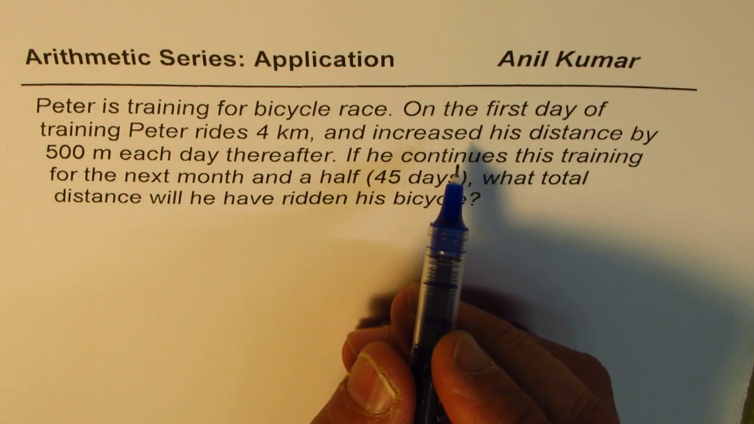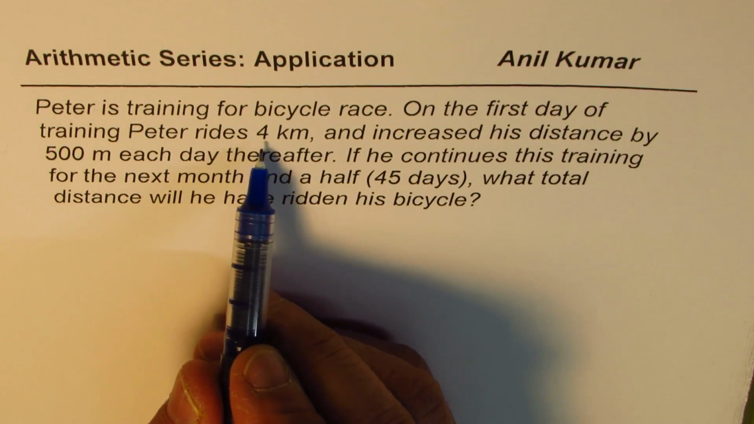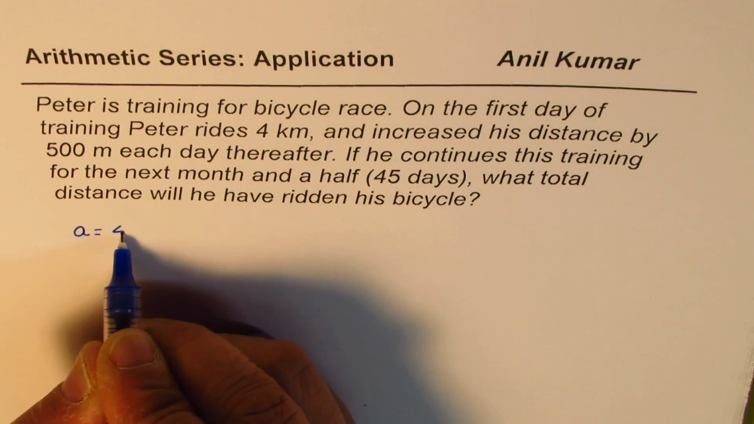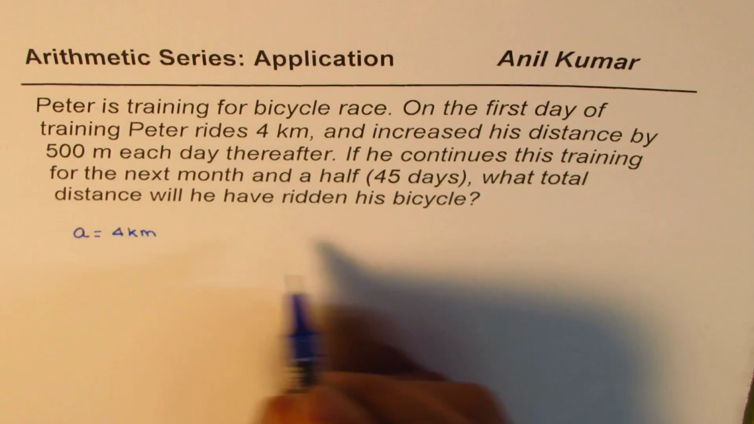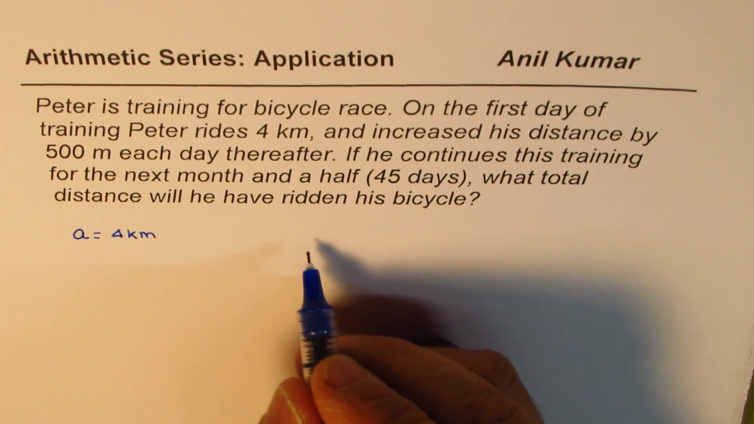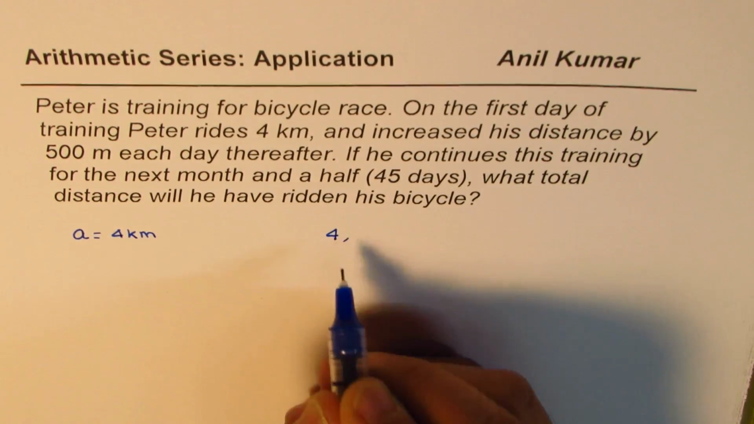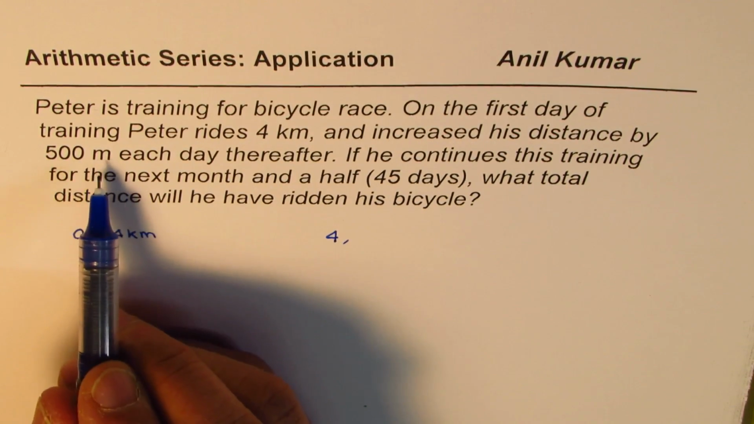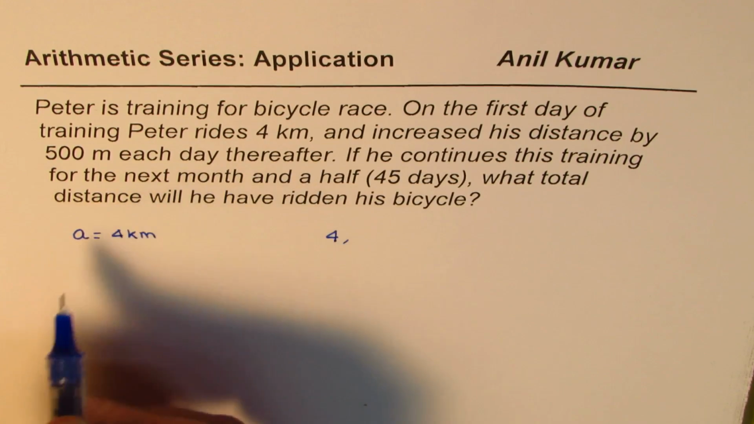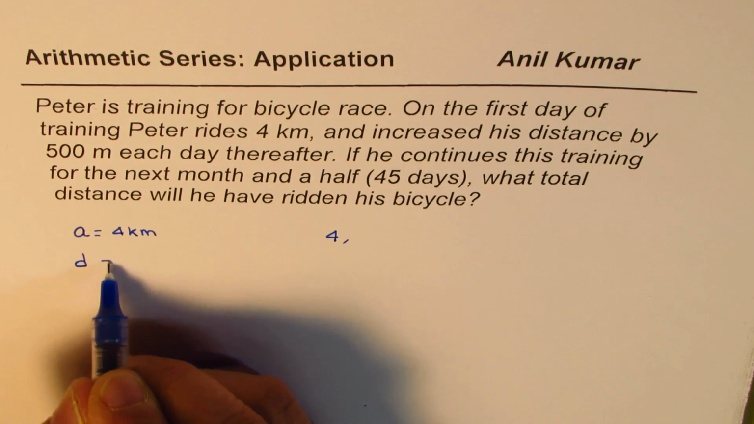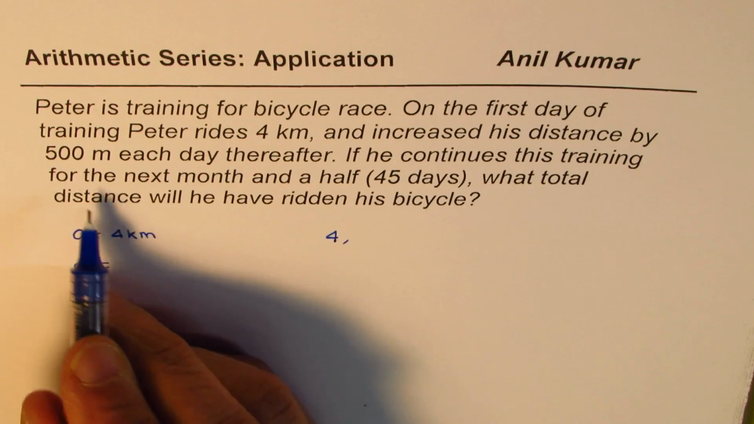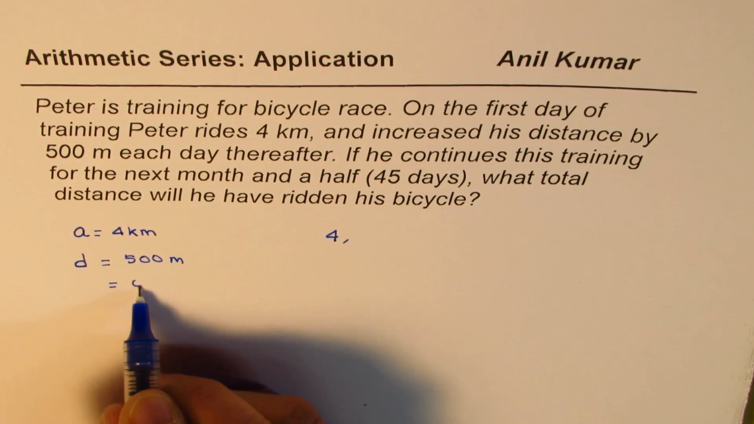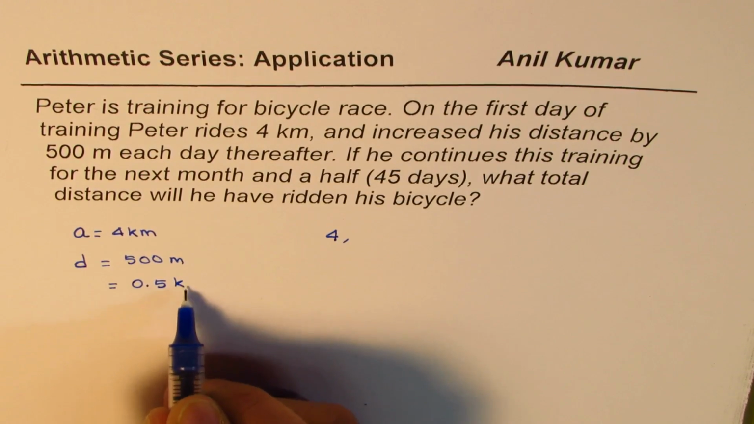Now, as mentioned in this question, Peter starts with 4 kilometers. So the A value, the starting value, is 4 kilometers, correct? So let's write down the pattern. It is starting at 4. And he increased his distance by 500 meters each day thereafter. That means D, the change in distance, is 500 meters, which could be written as 0.5 kilometers, correct?